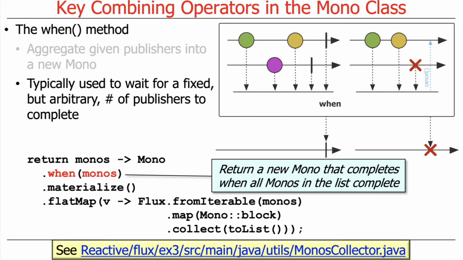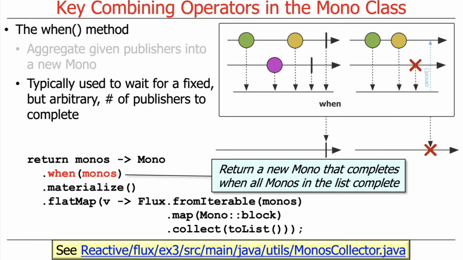Now, what the heck would you ever do with this thing? Well, you can use it very much like all of, in the sense that it's used to wait for a fixed but arbitrary number of publishers to complete. So here's a simple example, and this is going to look very familiar because this is basically like the futures collector that we've been talking about. In fact, you could implement a collector with this type of an approach quite nicely, as we'll see. We have a monos collector we'll look at later.